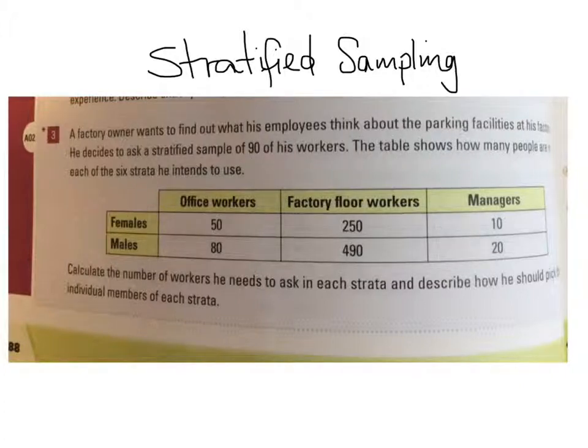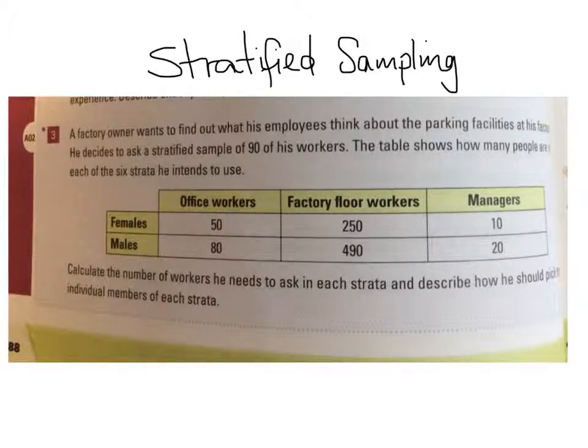The table shows how many workers are in each strata. So these are my different strata here. I've got office workers, factory floor workers, and managers divided up into males and females. The strata would be like the little groups that you've divided it up into.